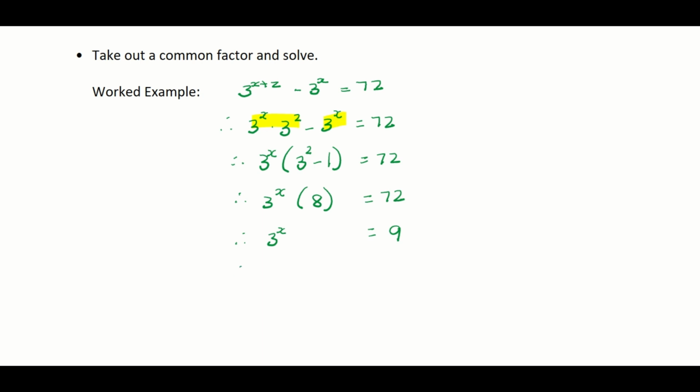Now, we try to write both sides with the same base. We've got 3 here. Can we make the right-hand side also with the base 3? Yes, 3 squared is 9. Now that my bases are the same, I can equate the exponents. That means x is equal to 2, and that's your solution.